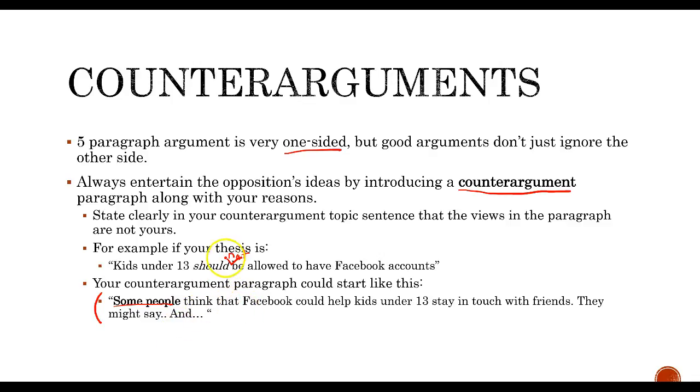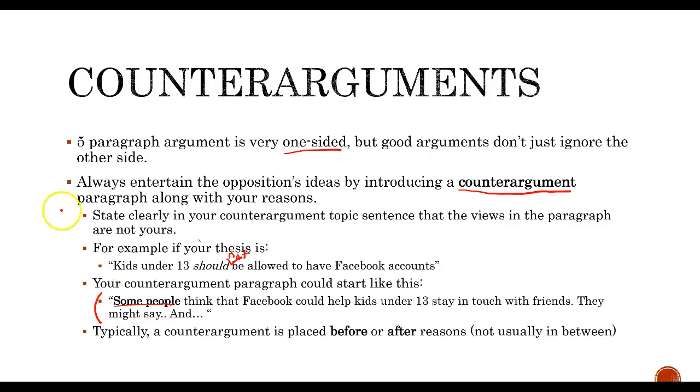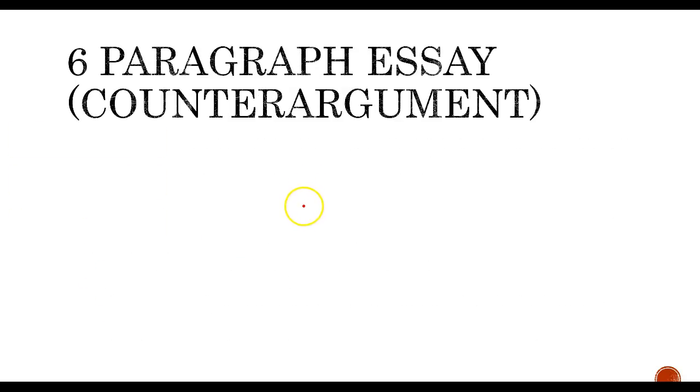So if we're saying kids should not be allowed to have Facebook accounts, people who favor Facebook accounts might say something like, Facebook accounts help kids under 13 stay in touch with friends and family. They might say this, they might say that. And that's the whole idea of a counter-argument, basically just to present the other side in a paragraph someplace in the essay so that the reader doesn't feel like you're just making a one-sided argument. Typically, when you do include a counterargument in your essay, you want to make sure that you place it either before or after your reasons. Usually you don't want to place them in the middle of your reasons.